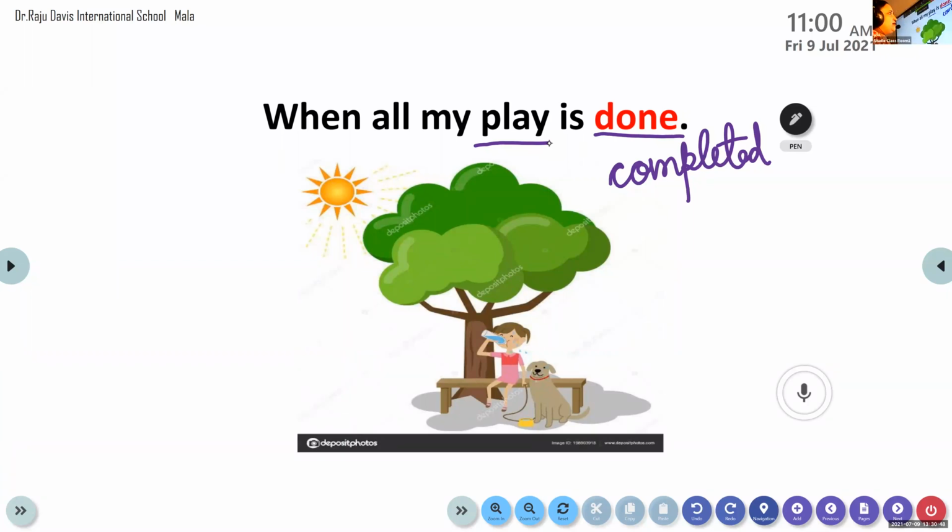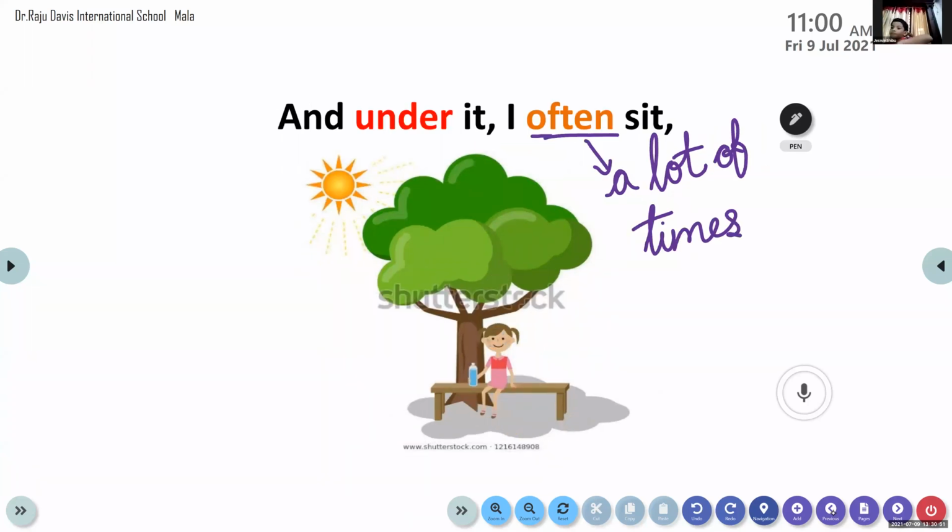Now tell me one thing. In the previous line, we have learned that she comes and sits under the tree often. Often means a lot of times. Does the child like to come and sit under the tree, or does she not like to do that? She loves to do it. Yes. She loves to sit and relax under the tree. That is the reason whenever she feels tired, she comes and sits under the tree. Very good. Thank you, my dear.